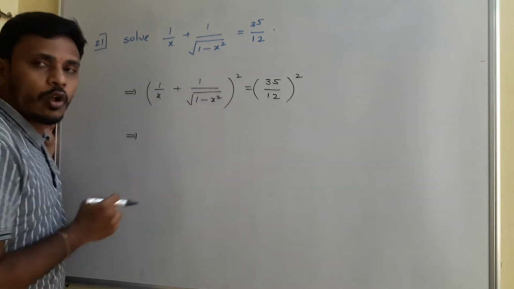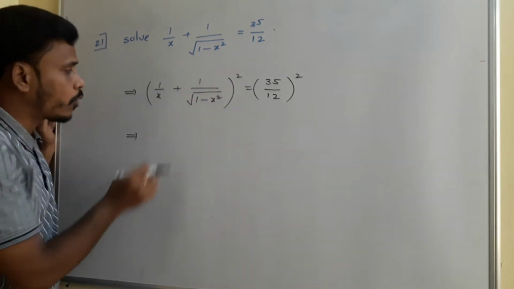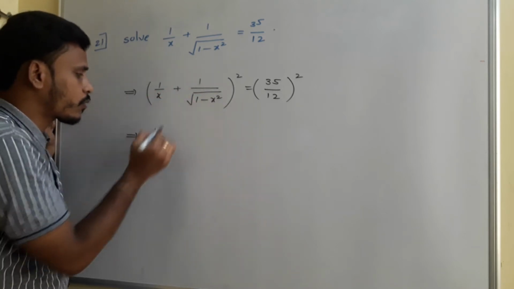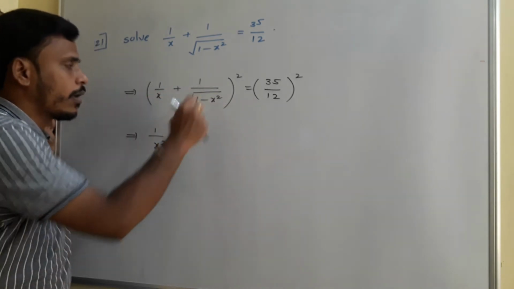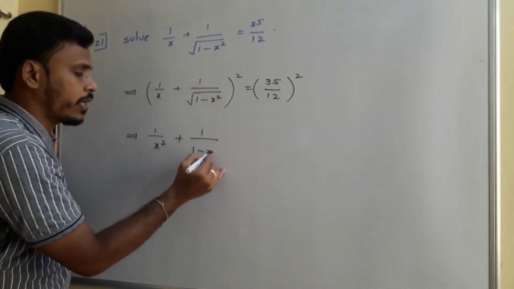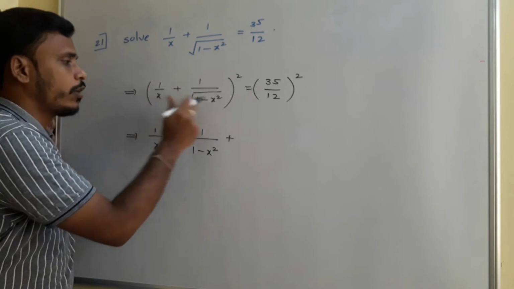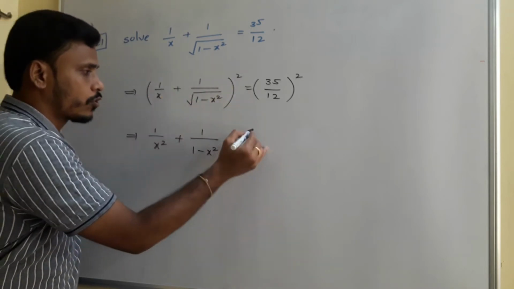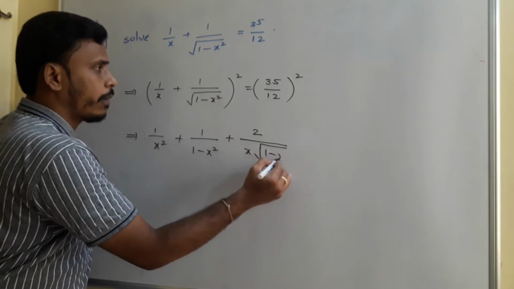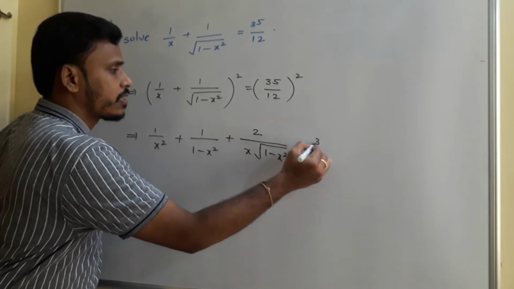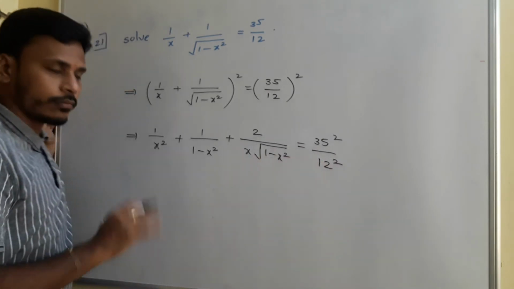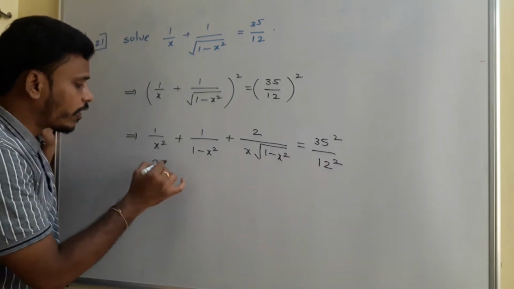1 by x plus 1 by root of 1 minus x square, whole square, is a plus b whole square, which is a square plus b square plus 2ab. That's why 1 by x square plus 1 by root of 1 minus x square whole square is 1 by 1 minus x square, plus 2ab, which is simply 2 into the product of these two, 2 by x root of 1 minus x square, and this is equal to 35 square by 12 square. Okay, so just try to simplify this.